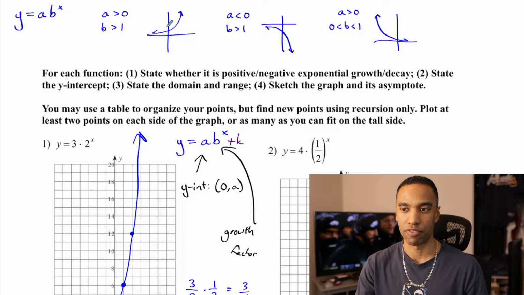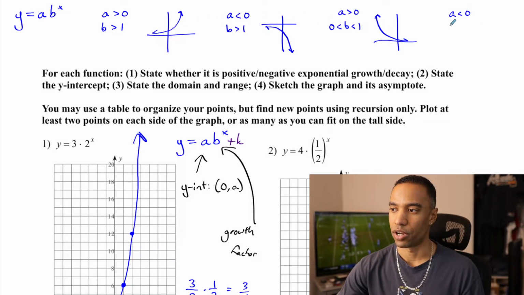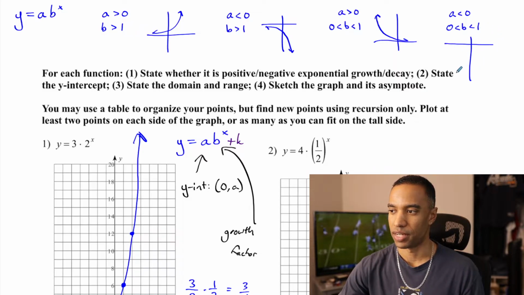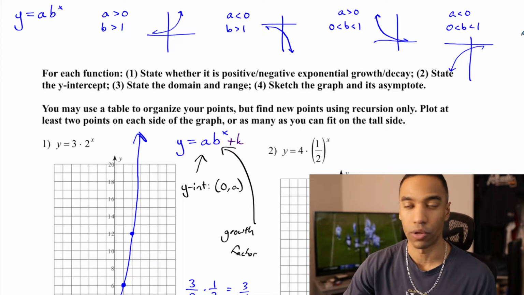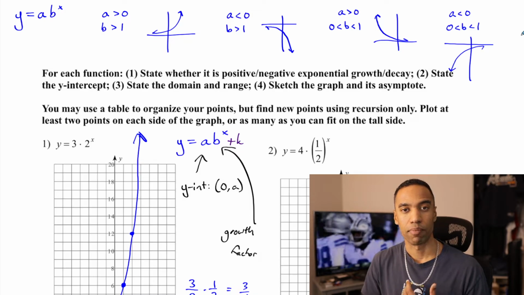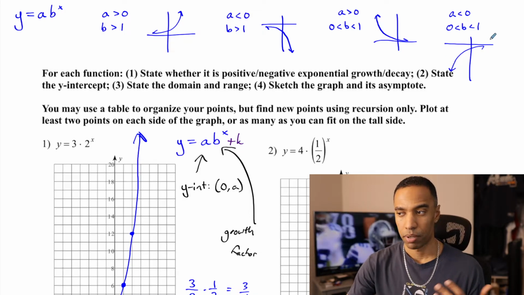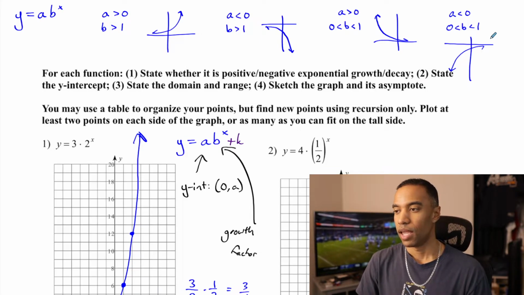Basically, a flip version of this across the y-axis. And then when a is less than 0 and b is between 0 and 1 right here, we are going to have what's called negative exponential decay, which is, once again, it's going closer and closer to the asymptote as we increase x from the underside. It goes up, but it's still considered decay because of its lessening effect from negativity. And that's what's happening there.